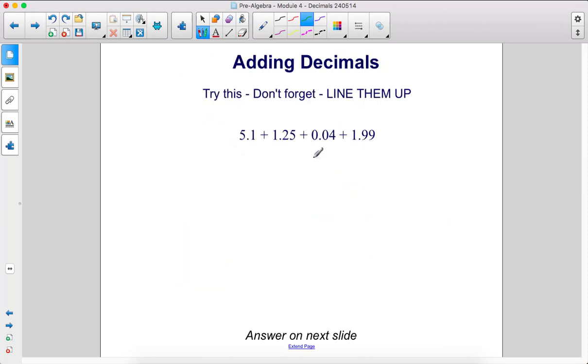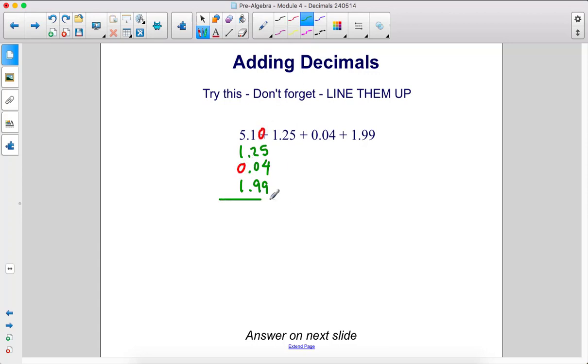Let's do this problem. The first step is to line them up vertically. So I'm just going to rewrite these underneath the 5.1. So 0.04, 1.99, and remember we can throw zeros in there as placeholders.